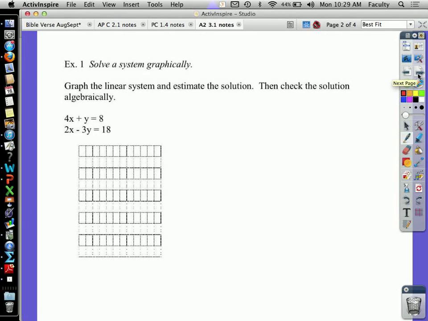So we're going to start in example 1. We're going to graph each line and estimate the solution. So here we go. We're going to start with 4x plus y equals 8. Now this is in standard form, so let's do the intercept method. So we'll make an XY table. And what's really nice about this is I can cover up the 4x and y is 8. If I cover up y, I get 4x equals 8, so x is 2.